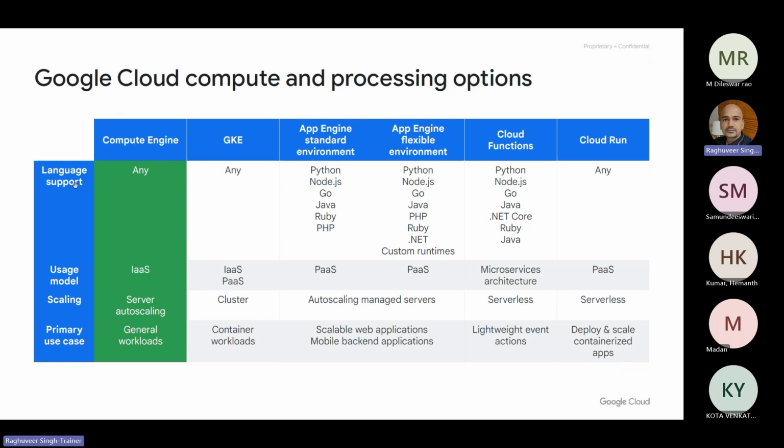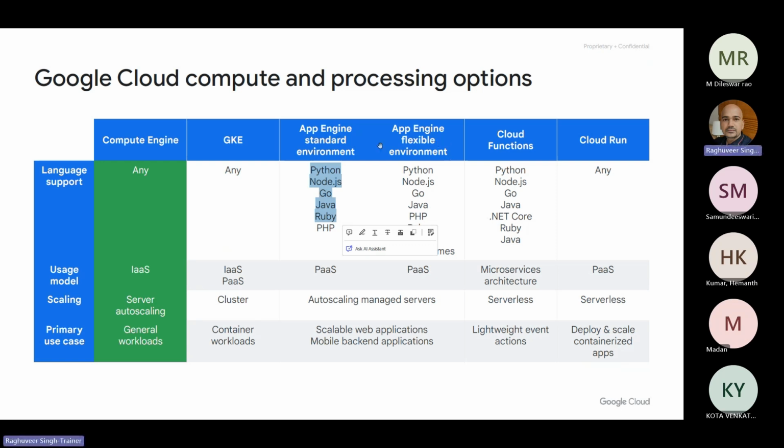For example, let's start with language support. Now, when it comes to Compute Engine, it's a virtual machine. You can deploy an operating system in multiple languages here, and it supports all the languages. GKE also supports all the languages. However, App Engine supports these programming platforms: Python, Node.js, Go, Java, Ruby, PHP.